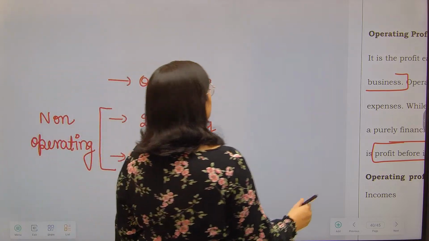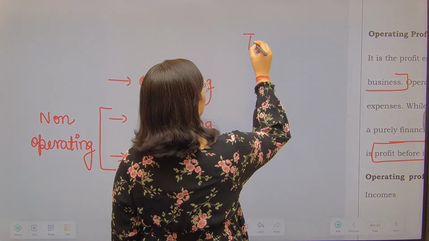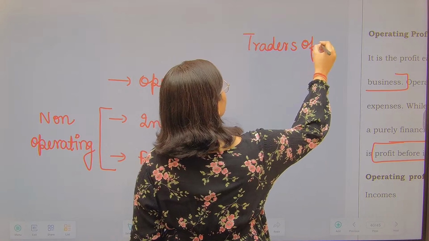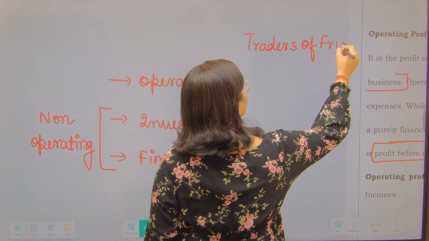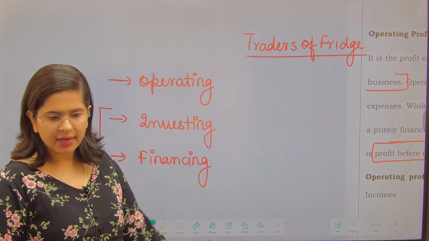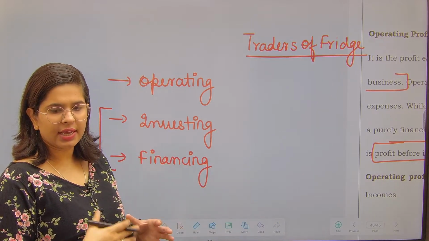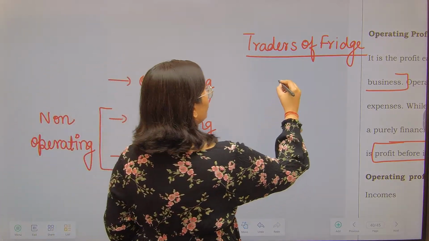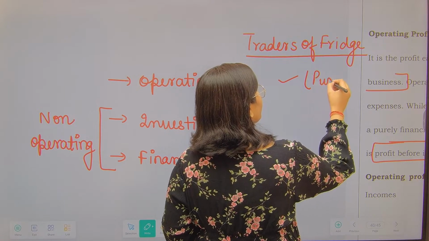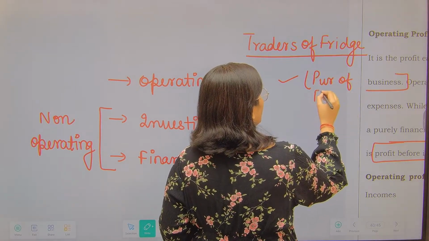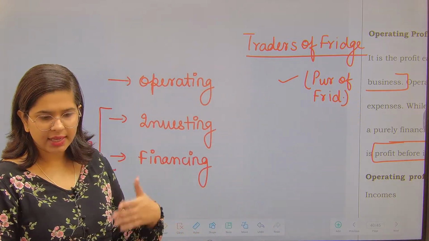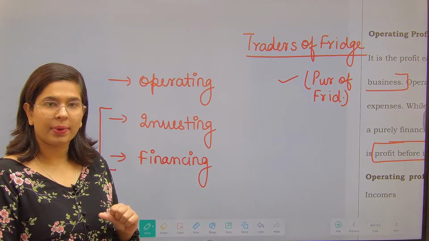Now let's take an example. Suppose you are a trader of fridges. This is your business. So anything like purchasing the fridge and purchasing any kind of services, they will include in the operating activity, right? For example, purchase of fridge. Obviously, you are not a manufacturer. You might be purchasing fridges from a company like LG, Godrej, etc., and then selling them to the customer. So this will be your operating activity.